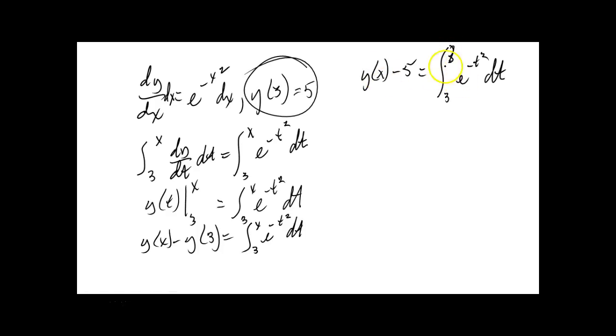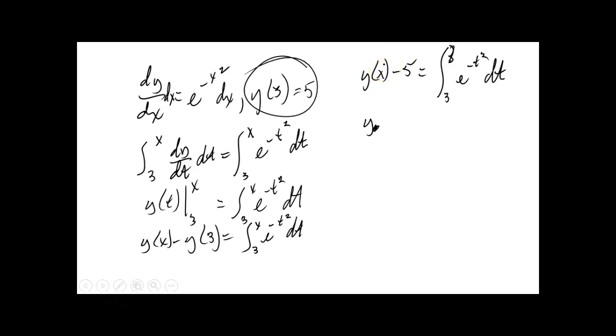Okay, that's 0. So this says that y of 3 is y0, and this, by the way, is your y0. Well, we already knew that. The constant here is 5.